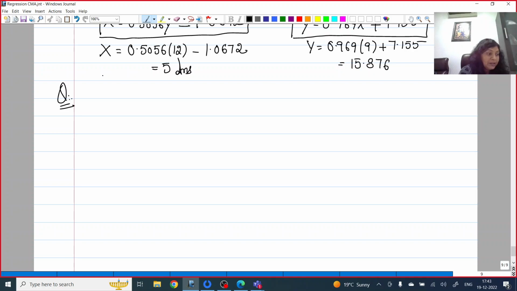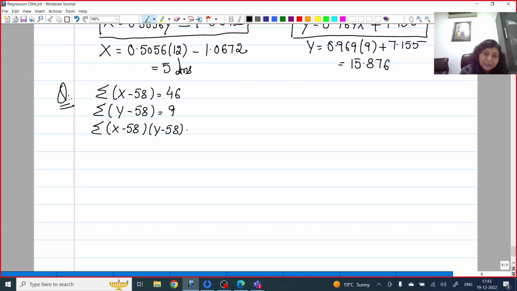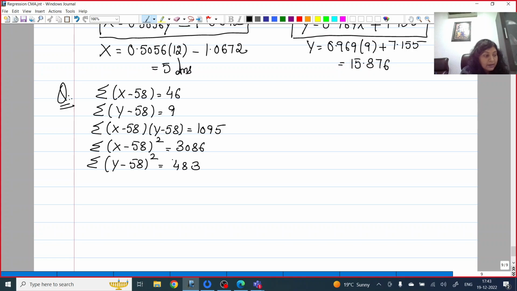You have been given summation x minus 58, this is equal to 46. Summation y minus 58, this is equal to 9. Summation x minus 58 into y minus 58, this is 1095. Summation x minus 58 whole square, this is 3086, and summation y minus 58 whole square, this is equal to 483, and you have to find out the regression equation.